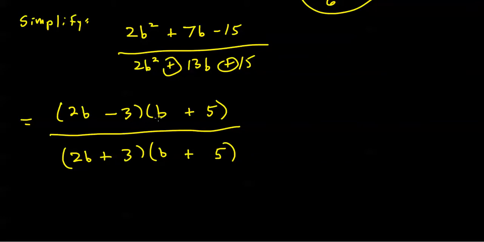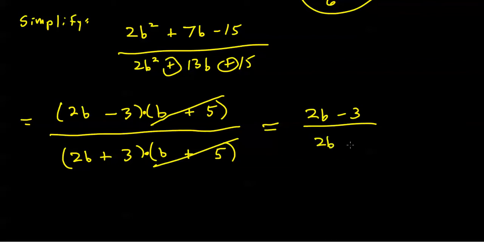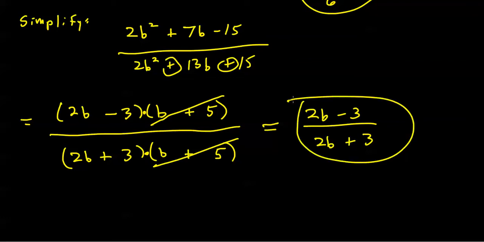Now I've completely factored, and I see a common factor of b plus 5, top and bottom. So with that cancellation, I'll write 2b minus 3 divided by 2b plus 3, and that's my final answer. Notice the numerator polynomial is prime, the denominator polynomial is prime. There are no common factors at this point, so that's my final answer. No, you can't cancel out the 2b's, and you can't cancel out the 3's.